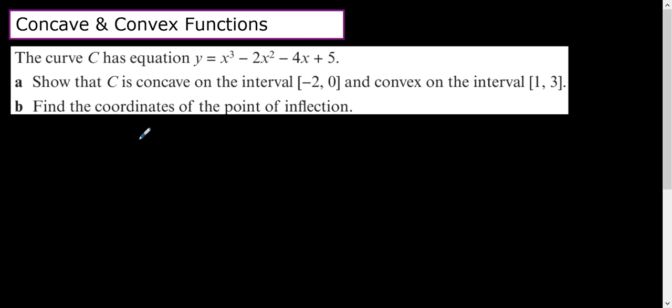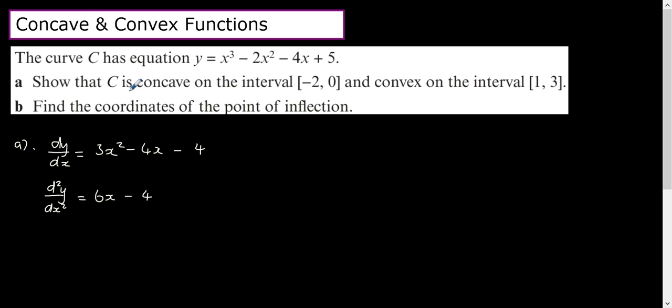So we have this other curve, x cubed minus 2x squared minus 4x plus 5, and we're being asked to show that it's concave on this interval and convex on this interval, and then we're being asked about a point of inflection. So first things first, let's differentiate to find dy by dx. We get 3x squared minus 4x minus 4. Then the second derivative, d squared y over dx squared, which is going to be 6x minus 4.